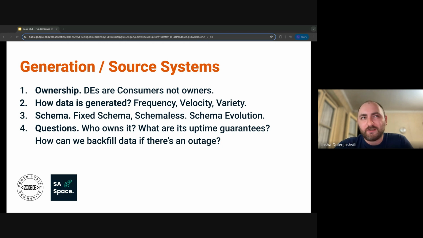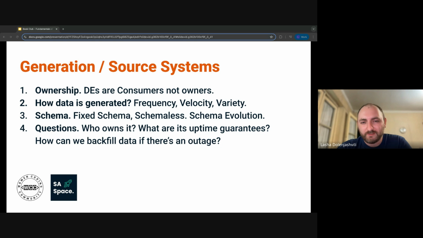As data engineers, we typically do not own the source systems, right? We are just consumers of the data sources. This means we can't change them, and we have to work with what the owners of the data sources give us. Therefore, a deep working understanding of these sources is very important. We need to know how data is generated, its frequency, its velocity, and its variety.